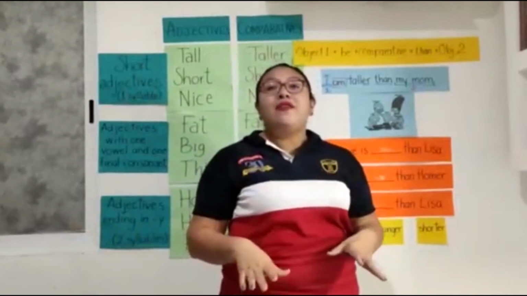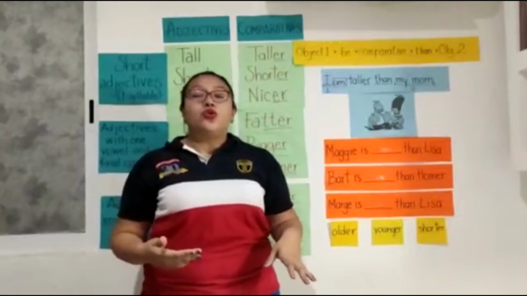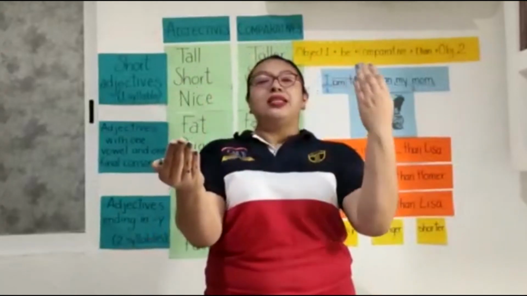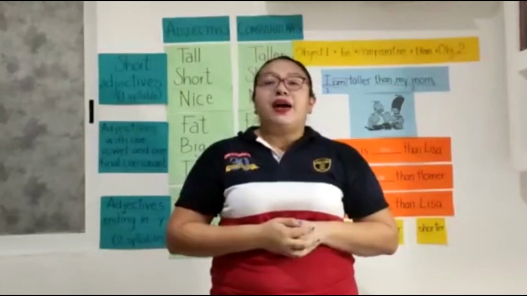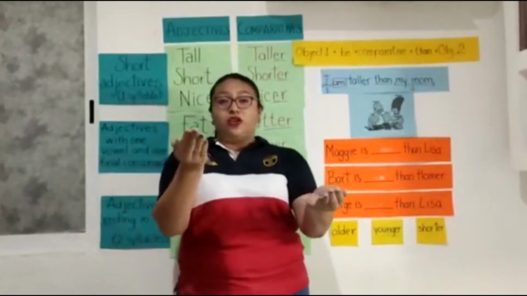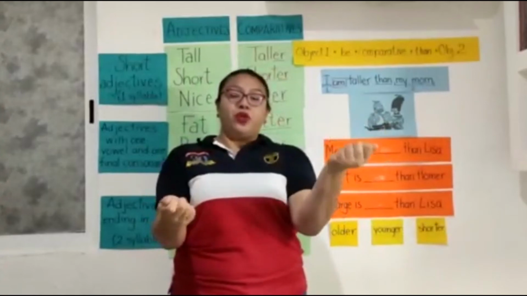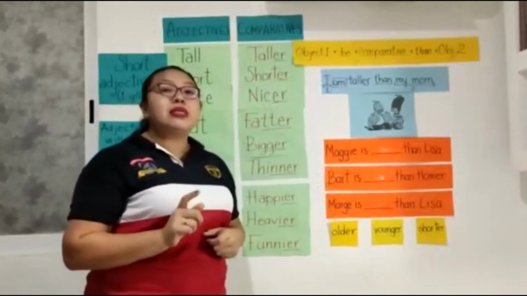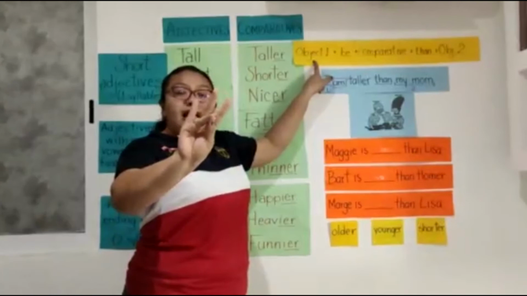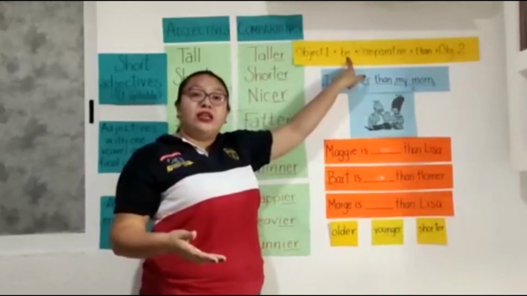Okay? Now, we have a formula or a structure to use the comparative. Do you remember when we use a comparative? Yes. When I want to compare one object and the other, or two people, okay? Now, in this case, the formula is really simple. First, you need to compare object one or person number one, and object two or person number two. Remember, it can be a person, an animal, a place, or an object. I need to use the verb to be. Do you remember the verb to be?